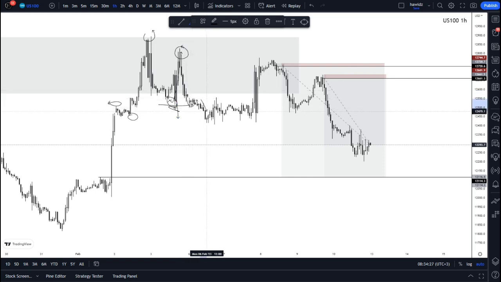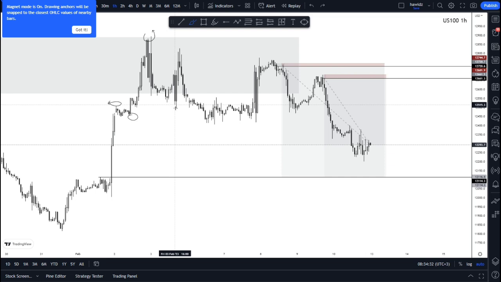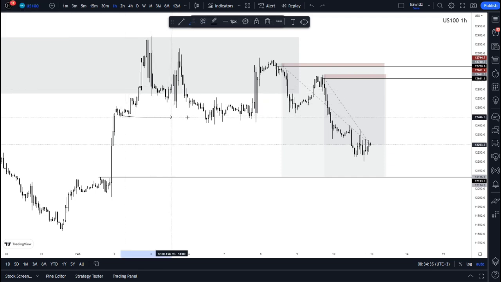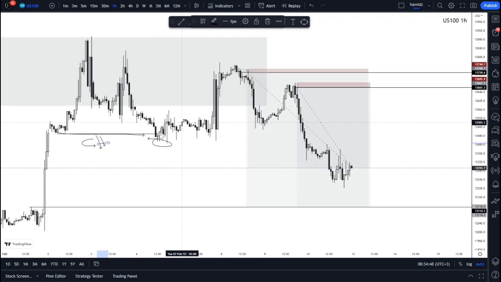Price comes down, takes out this liquidity, as well as breaks this low here. As you can see, this low here has been broken. So this is a potential change of character or break of structure to the downside, which means price is more likely than not to just come back here into an area of what?